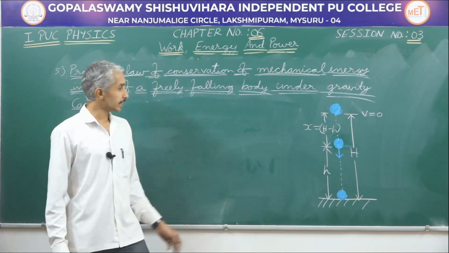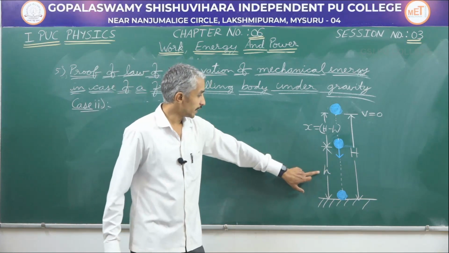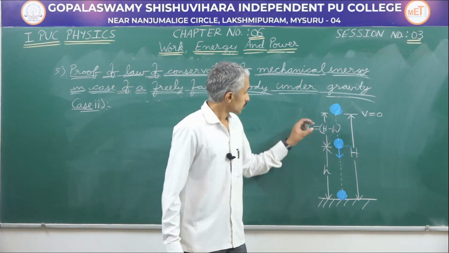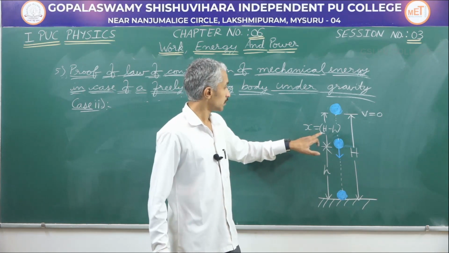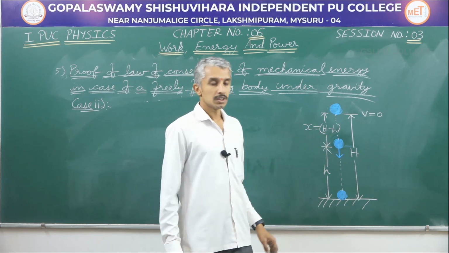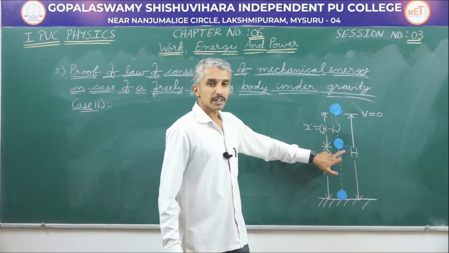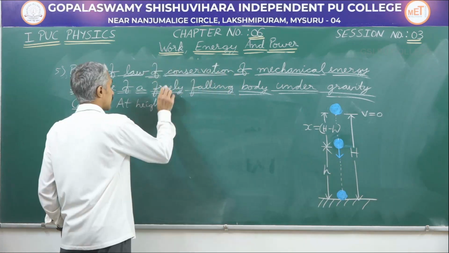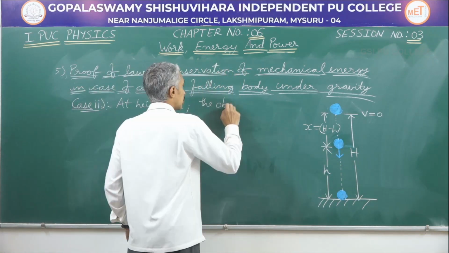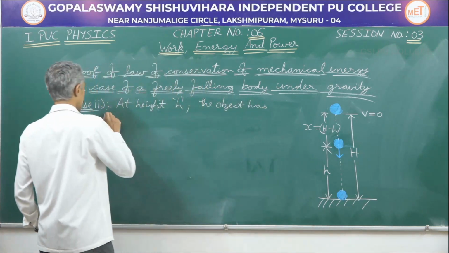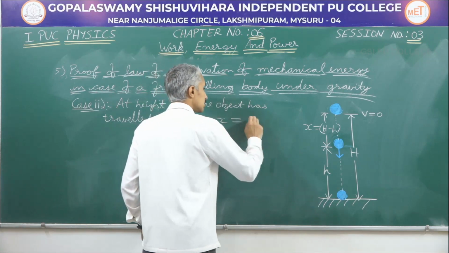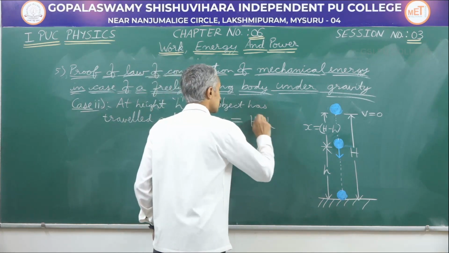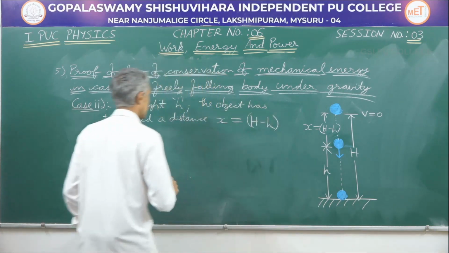Next, the second case, when the object is at a height small h. Now the object has already travelled a distance x, which is equal to capital H minus small h. Now let us see what is the total energy at this position. At height h, the object has travelled a distance x, which is equal to capital H minus small h.